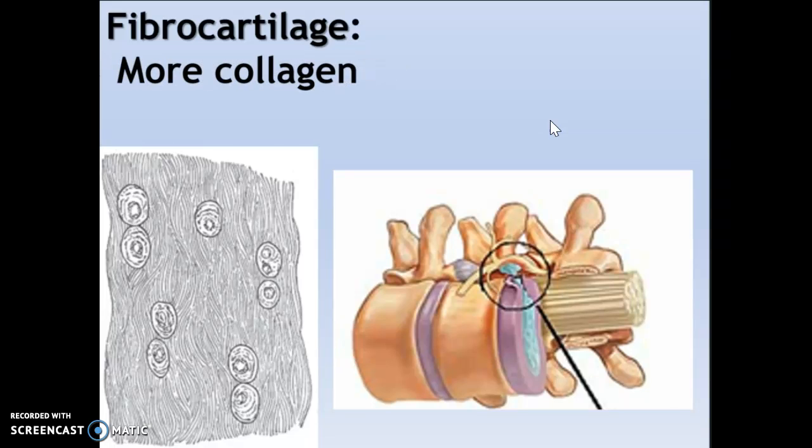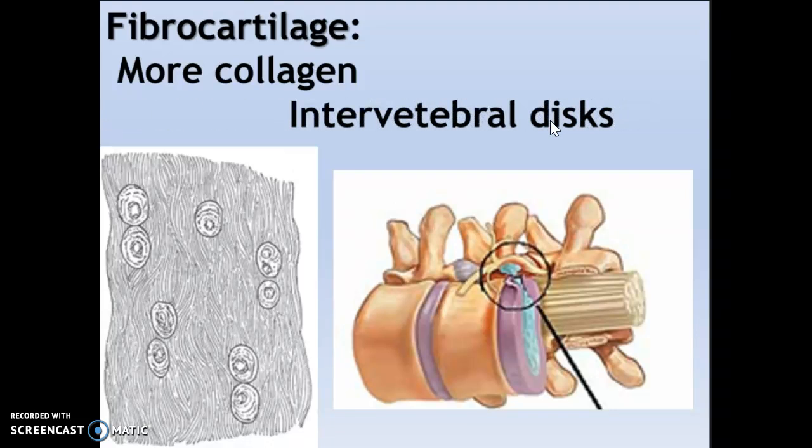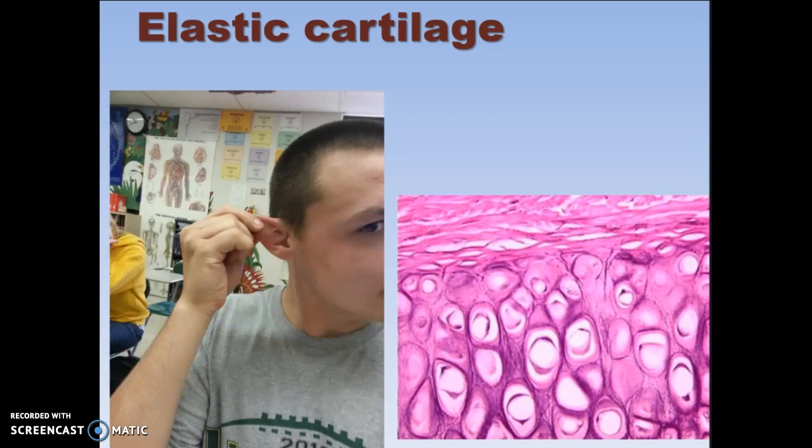There is more collagen. Again, that's the collagen fibers you can see running parallel throughout the extracellular matrix between the cells. And intervertebral discs between the vertebrae.